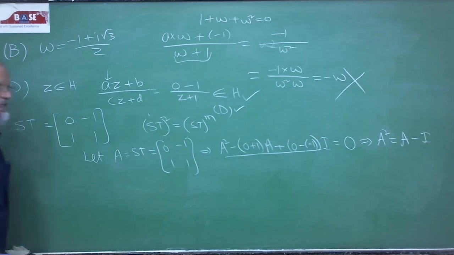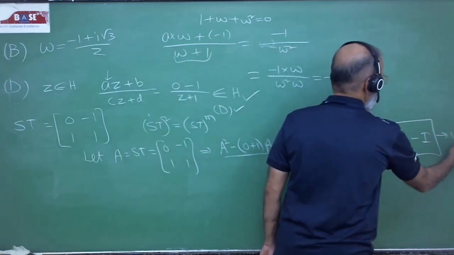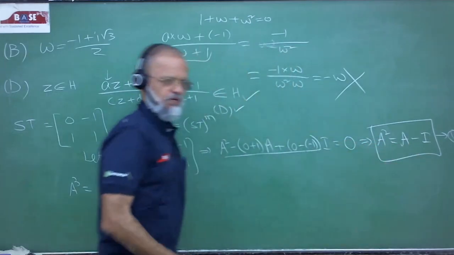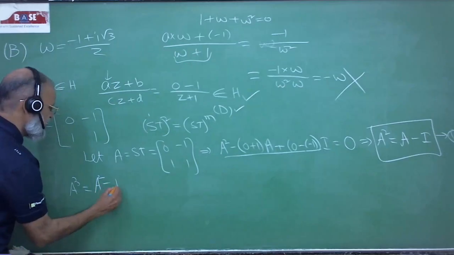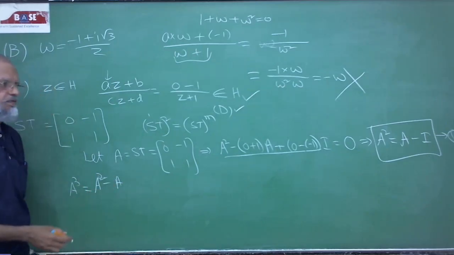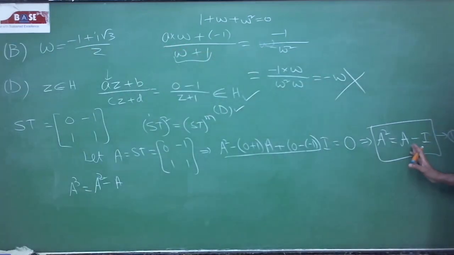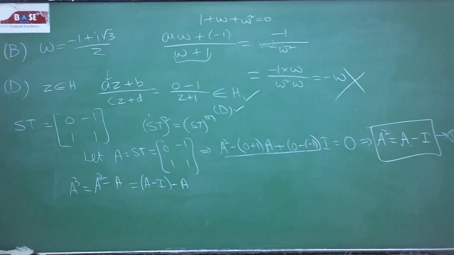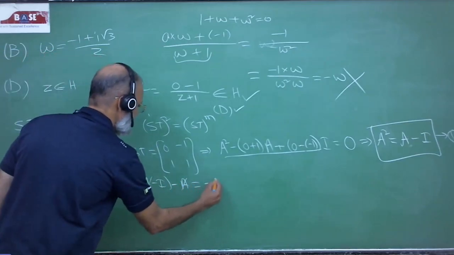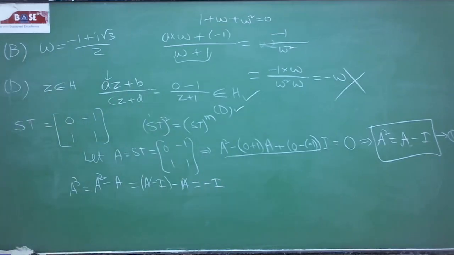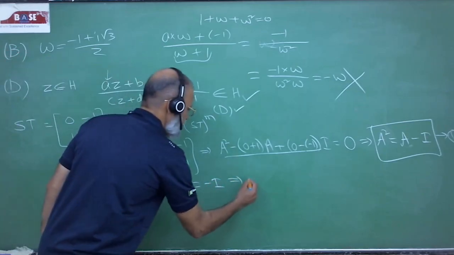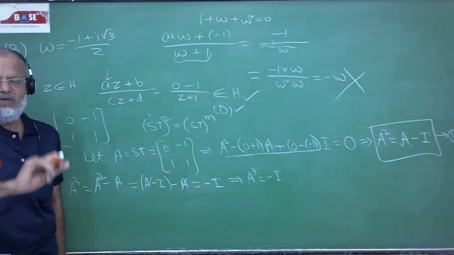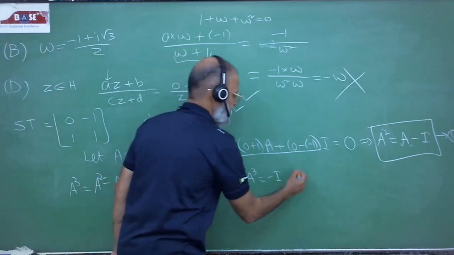Now I will use this equation repeatedly; I will call it equation 1. How do I write A cube? Simple, multiply both sides by A, and we get A cube equal to A square minus A. Now I write A square again from that equation, so in the place of A square I substitute A minus I, and again minus A. This cancels, and it is equal to minus I. Once I get A cube equal to minus I, it is very clear that I can directly jump to A power 6, because I know that minus I square will become I. So A power 6 is equal to I.